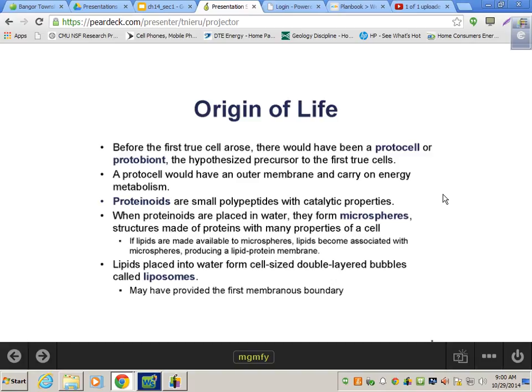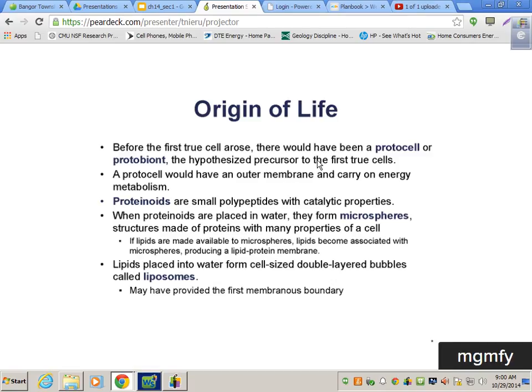So how many tails does each phospholipid have? Two. Do you think it started off with one tail or two tails? One tail, right? All right. Before you have a tale of two cities, you got to have a tale about just one. So before the first true cell arose, there would have been a protocell or a protobiont, the hypothesized precursor to the first true cells.